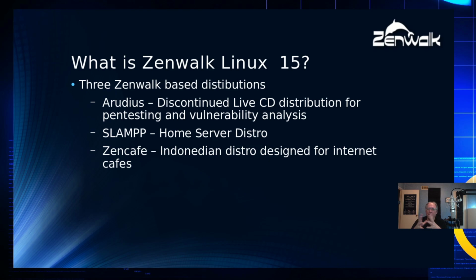There are 3 spin-offs from Zenwalk, and Artis was one of those. It's discontinued, but that was a distribution that was written for pen testing and vulnerability analysis, and I suspect that's probably because of Kali, and also Parrot has pretty much robbed that. That kind of moved that group away from the Slackware-based systems over into the Debian-based ones. Slamp is a version for home server distributions. ZenCafe is an Indonesian distro designed for internet cafes. So there are not as many distributions that derive their roots from Slackware.